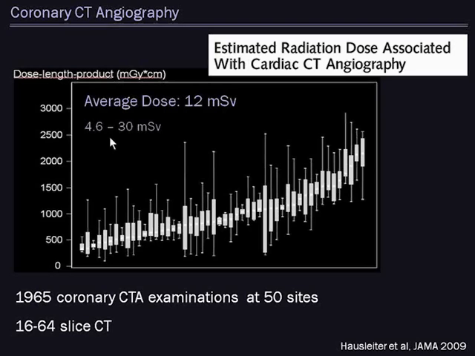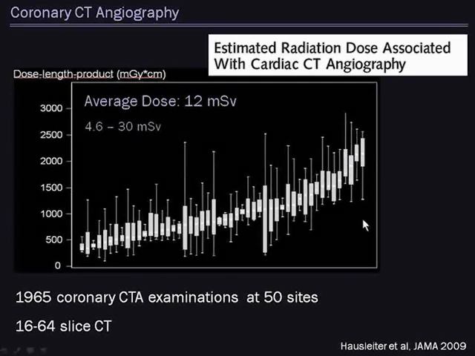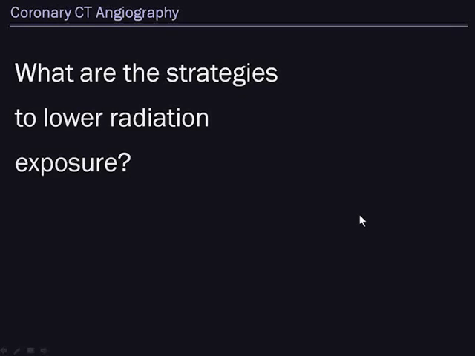Some sites had doses as low as 4.6 millisieverts, while some other sites had mean doses of up to 30 millisieverts. So there is tremendous variability in the dose that is used for coronary CT angiography, and it was not paralleled by changes in image quality. So image quality can be very much the same in low-dose scans as well as in high-dose scans.